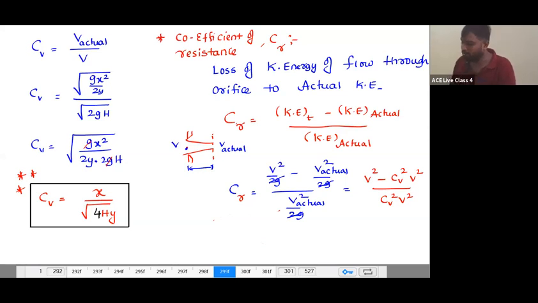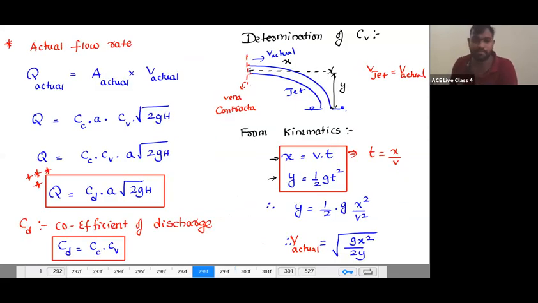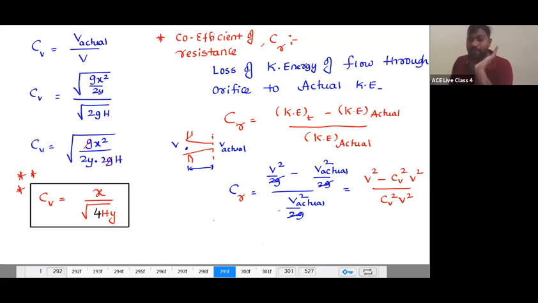I am not going at all any fast. Am I going fast over here? No, not at all. I am just explaining the terms. So this is a jet. Okay, now what is happening? What is the meaning of coefficient of resistance, please?